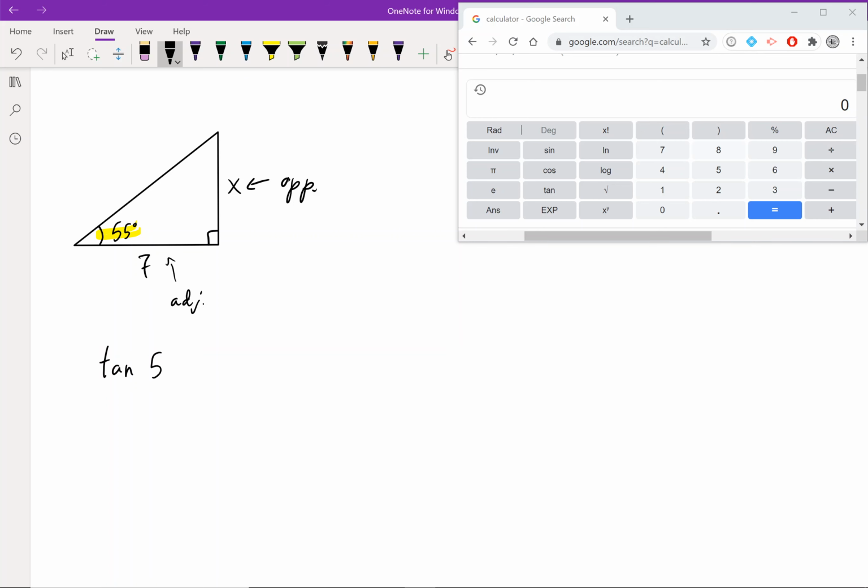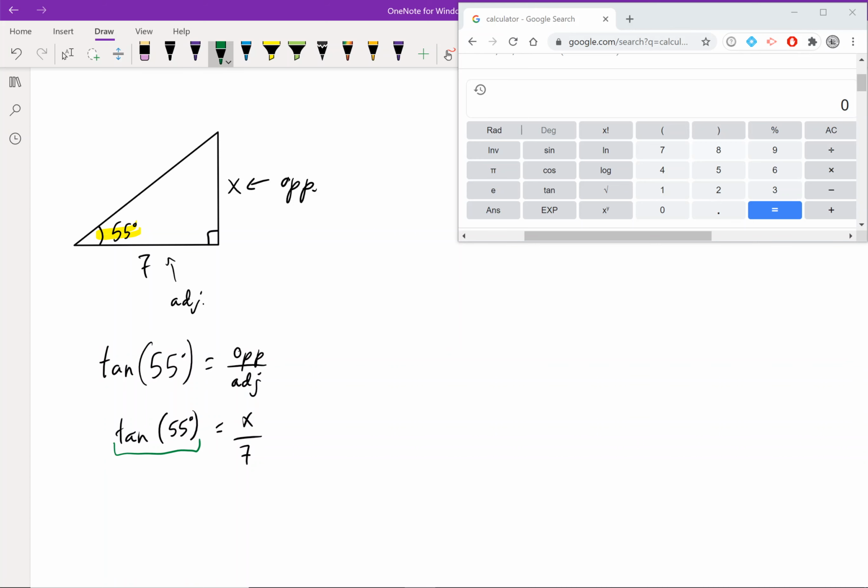And so if I set up my ratio, that would be tangent, because it's opposite over adjacent, in this case tangent 55 degrees. Make sure you put degrees there. If you don't put degrees, it means something else, which we'll get to later. X over 7.